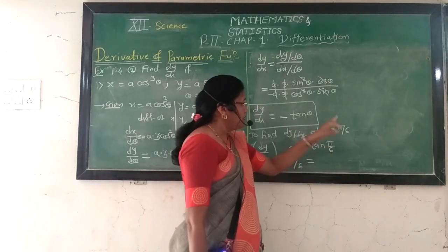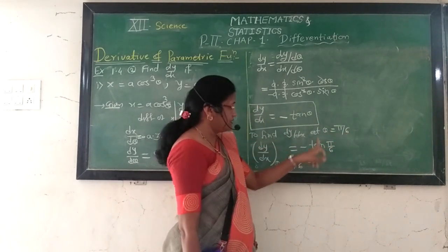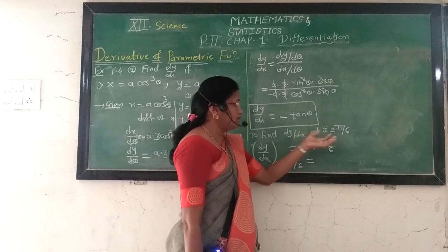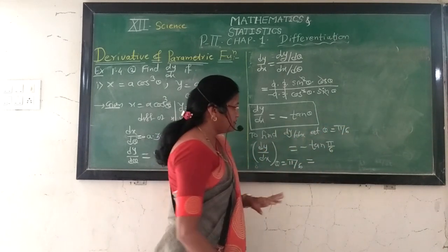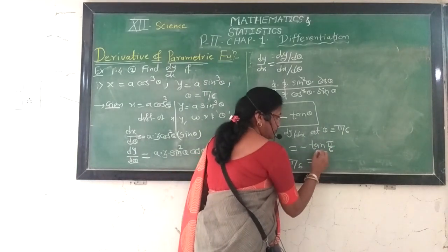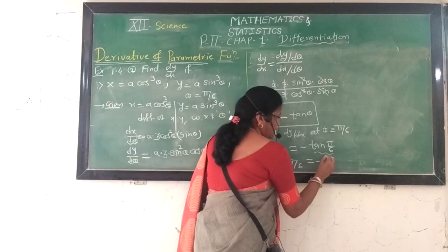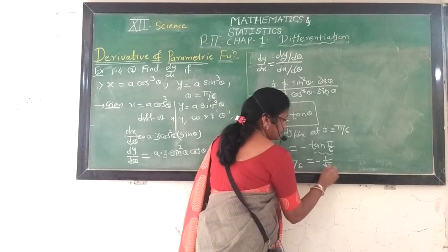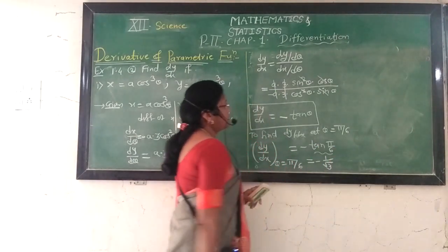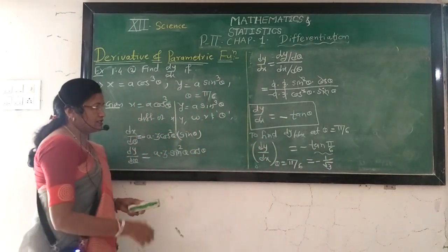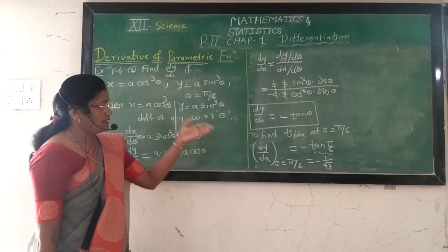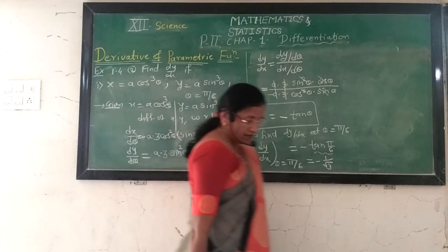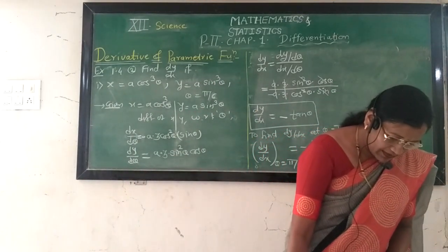If you are given 5 by 4, you get the value 1. If you are given 5 by 2, then you get infinity. So depending on the value of theta, you can take that value. Tan 5 by 6 is 1 by root 3. Sin theta upon cos theta, that ratio gives the value of dy by dx at the variable theta, which is equal to 5 by 6.